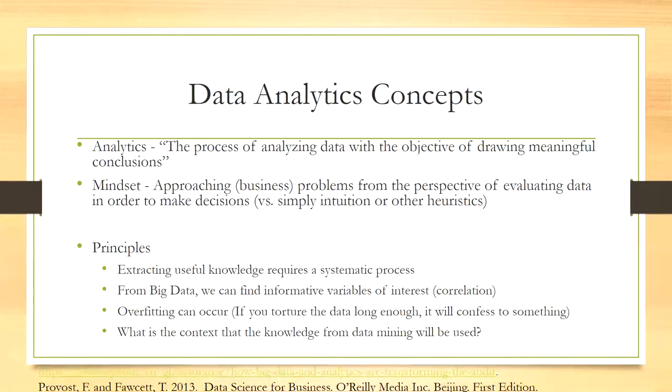A couple of underlying principles here. For this to be analytics, you really need a systematic process in order to create reliable information out of data. We can find correlation, which is when two things move in a predictable pattern. For example, the number of customers and the amount of sales are positively correlated. The more customers you have, the more sales you should have. It's not causation, but it's correlation. And data analytics is good at doing that.